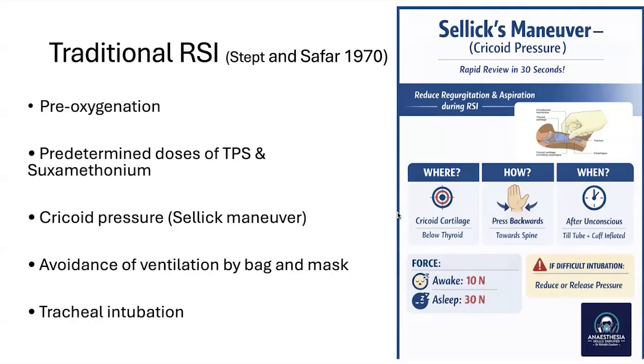Sellick's maneuver is done to reduce regurgitation and aspiration, and we use the cricoid cartilage, which is the round complete cartilage below the thyroid, to press onto the vertebrae so that the esophagus is occluded and there is nothing coming out of the stomach to aspirate. Earlier we applied 40 newtons, but now it's said to apply 10 newtons in an awake patient, and when the patient is unconscious, to go for 30 newtons.